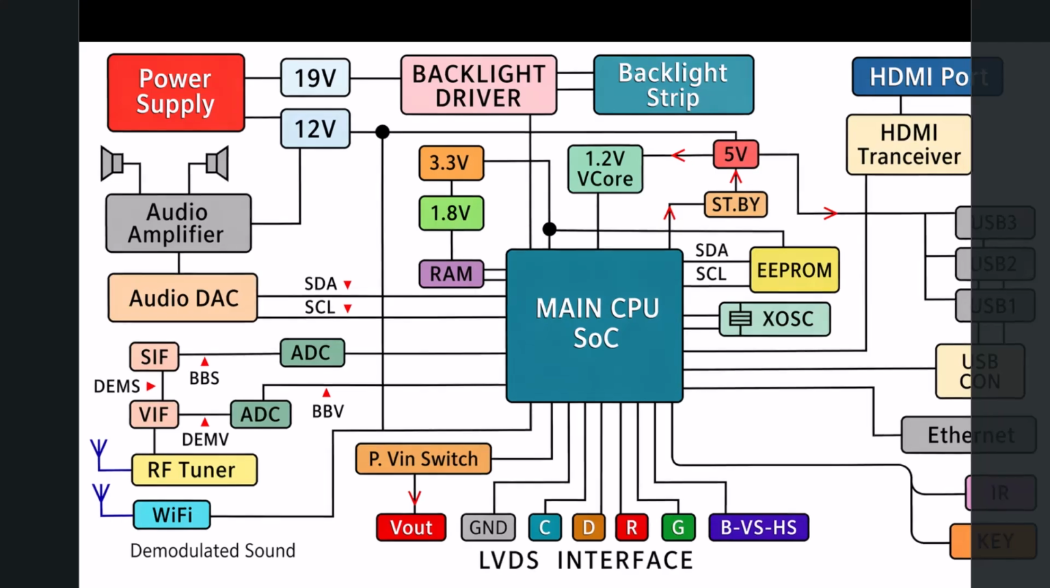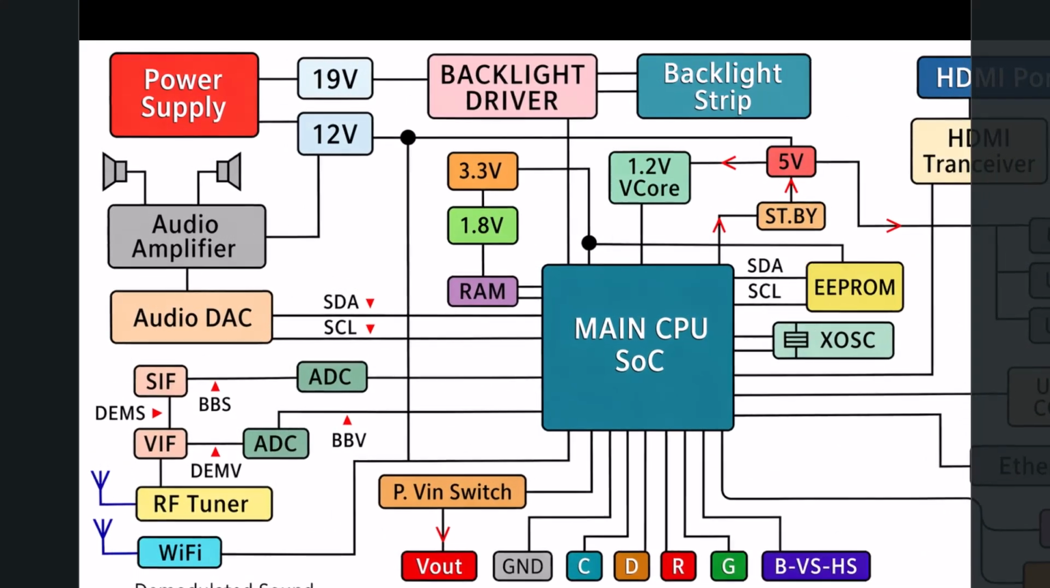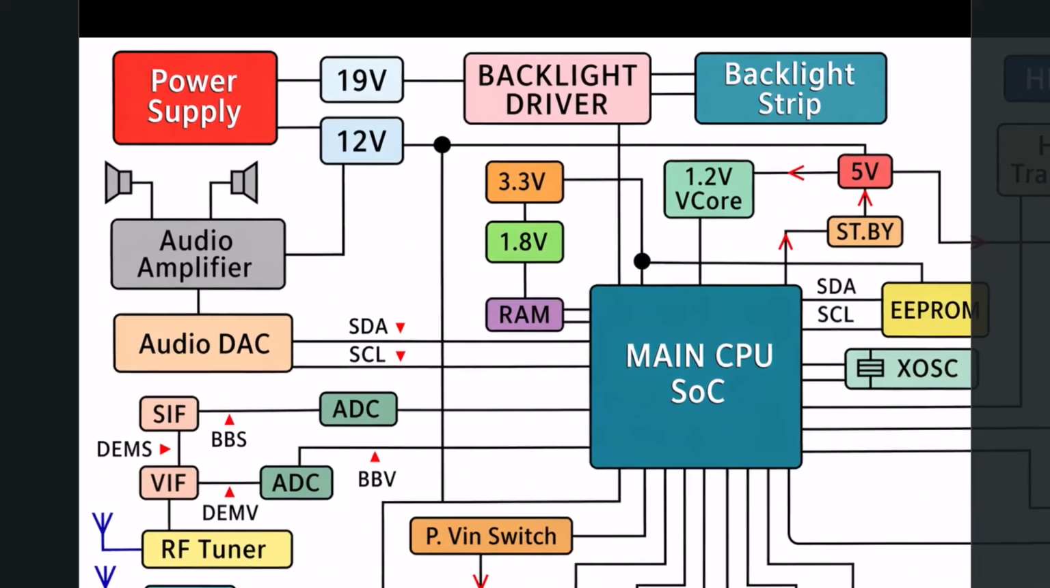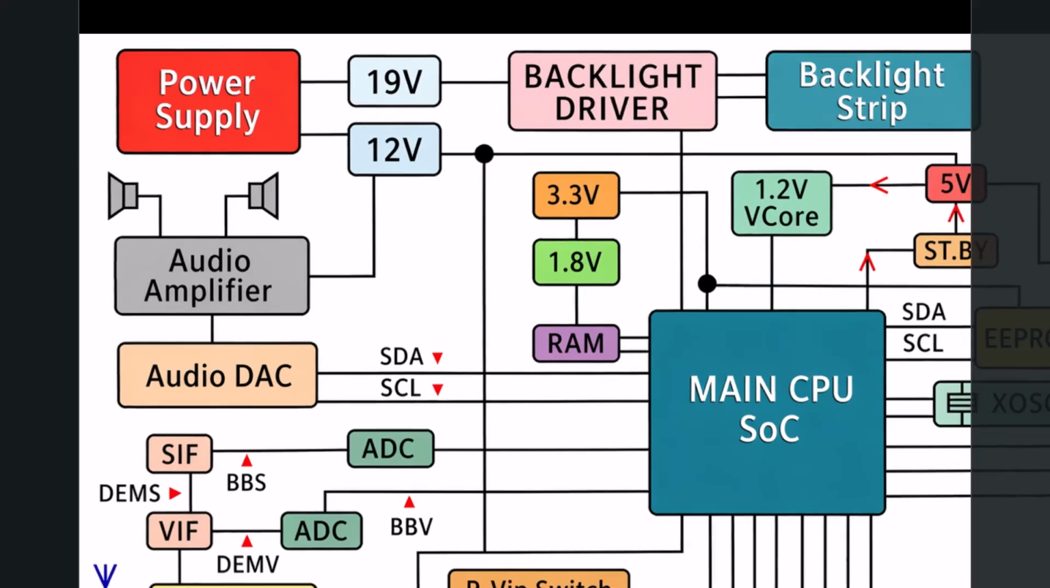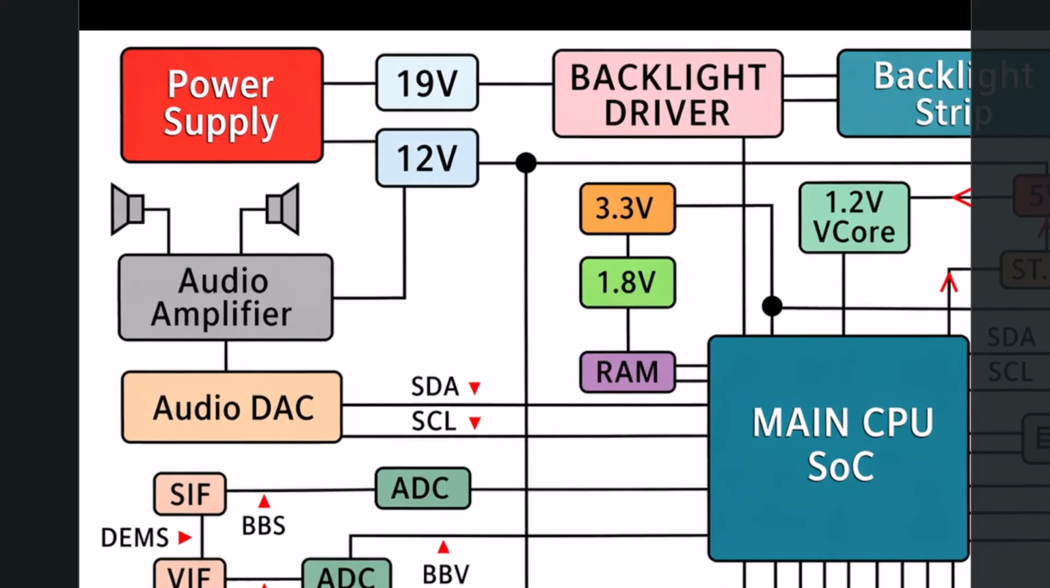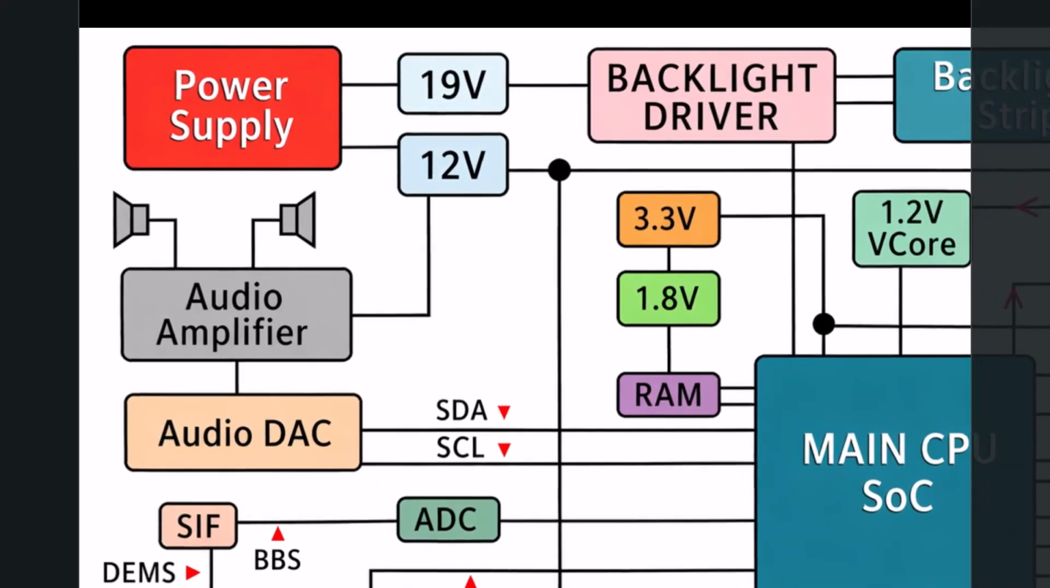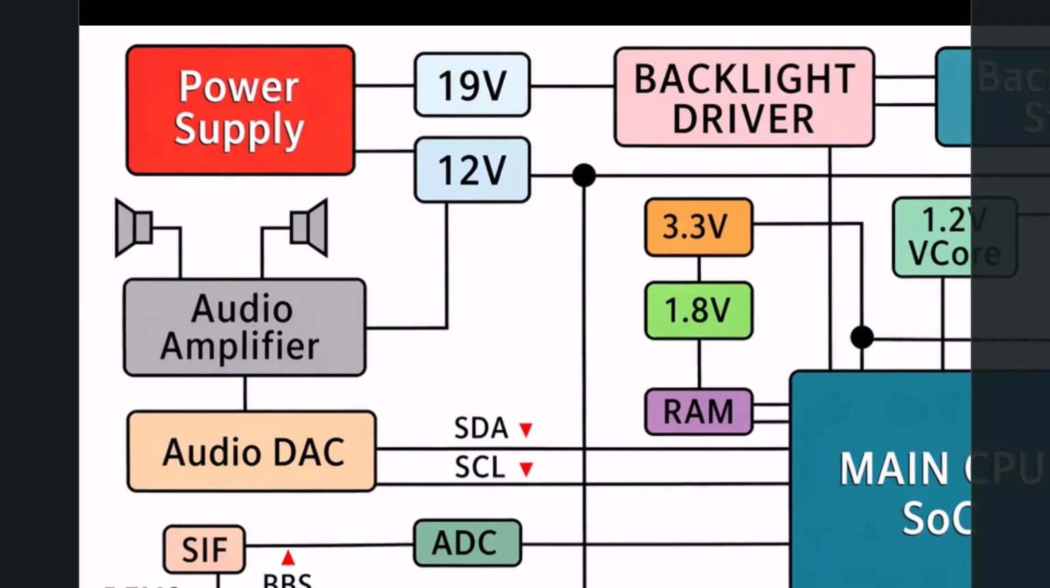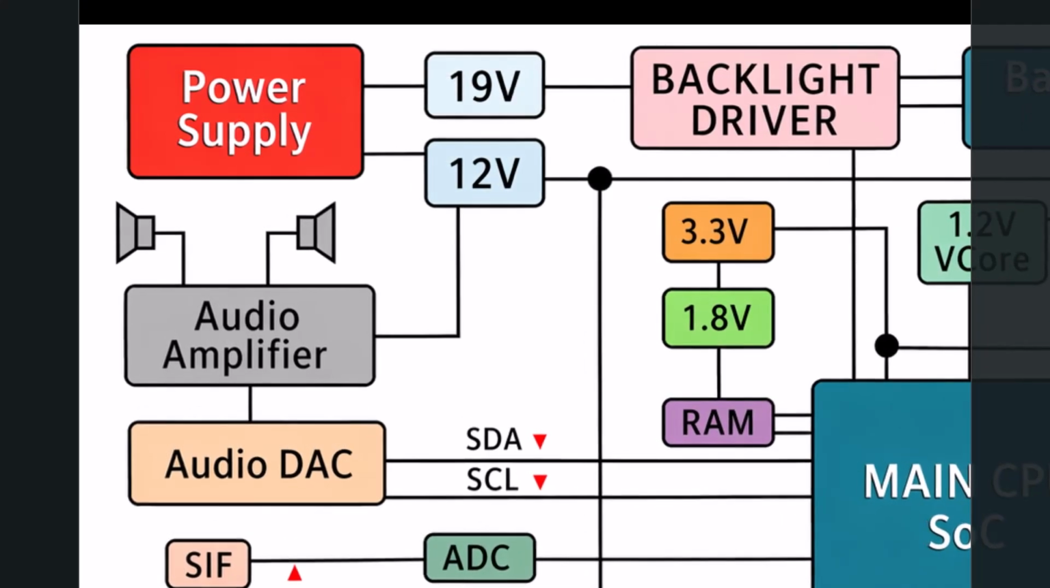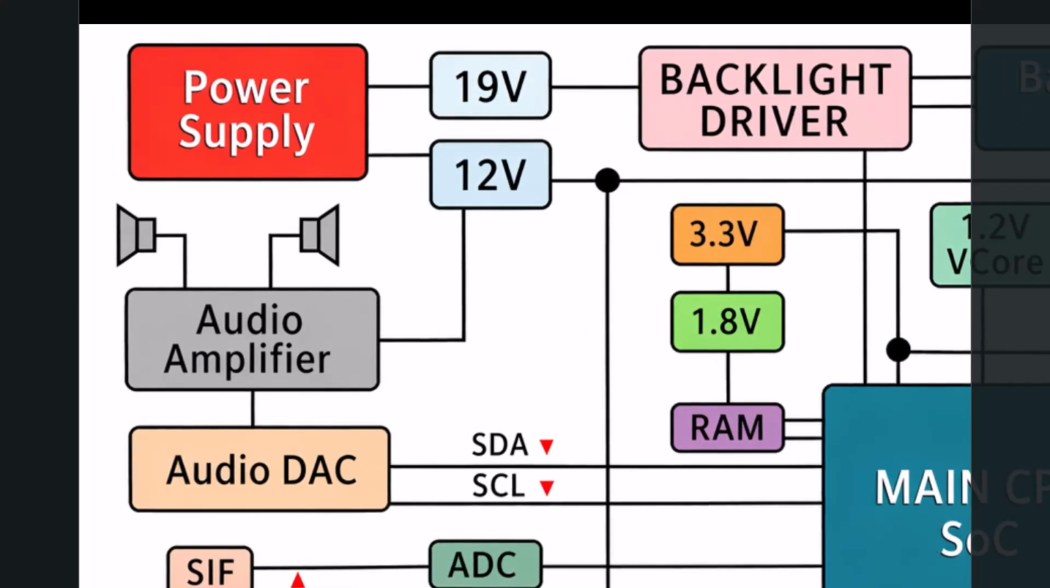The 19-volt line is dedicated to a very specific, high-demand task, driving the display's backlight. It feeds directly into the backlight driver, which then powers the backlight strip. This is what provides the actual luminosity. Without this 19-volt circuit, even if the TV is perfectly processing the video data, your screen would remain completely dark.